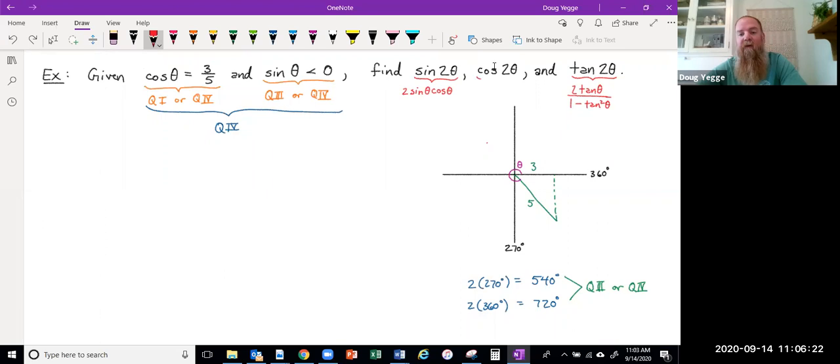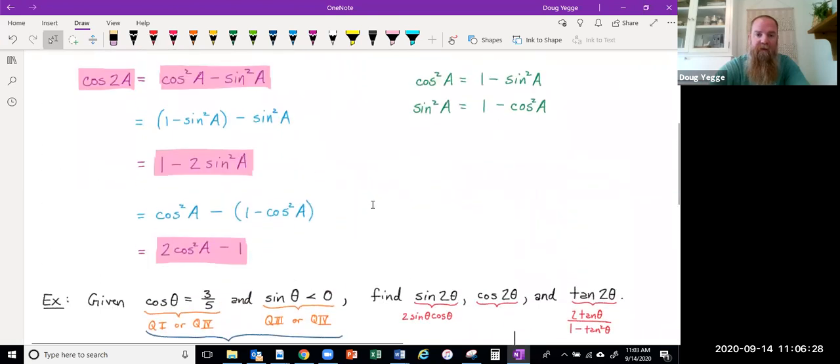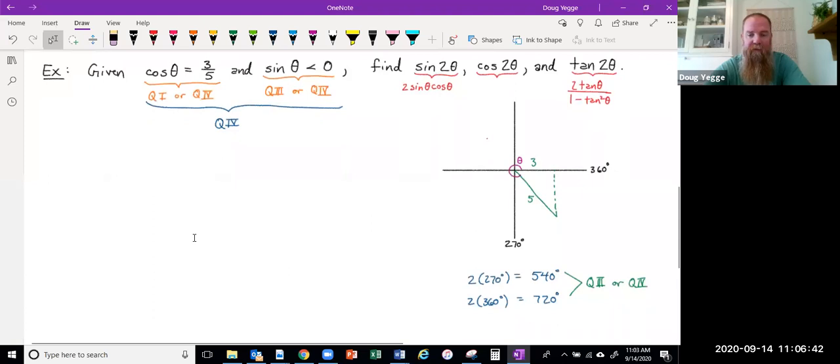But notice with cosine of 2 theta, I've got all kinds of options. I've got any of these options right here. So this is a situation where, knowing that all I'm given is cosine theta, I might as well use the one that only involves cosine of A. So let's find cosine of 2 theta first, and maybe that would help us.